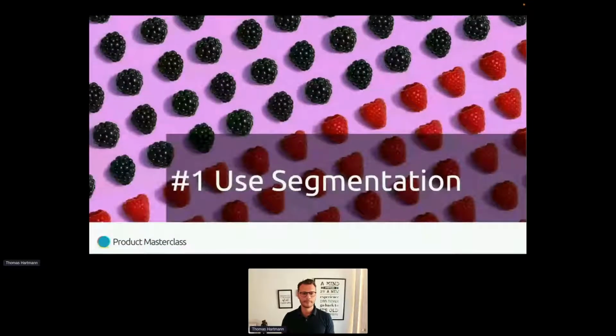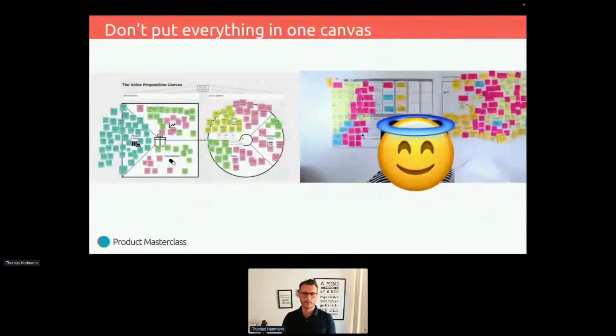The first one is: use segmentation. Here are 2 pictures of clients of mine. On the left side, the field customer segment on top of the circle is empty, and I see that a lot. On the right side, the value proposition canvas is totally cluttered with a lot of post-its. When I see something like that, in both cases I went into the meeting and said, well, you didn't segment at all. And I've been right in both cases.